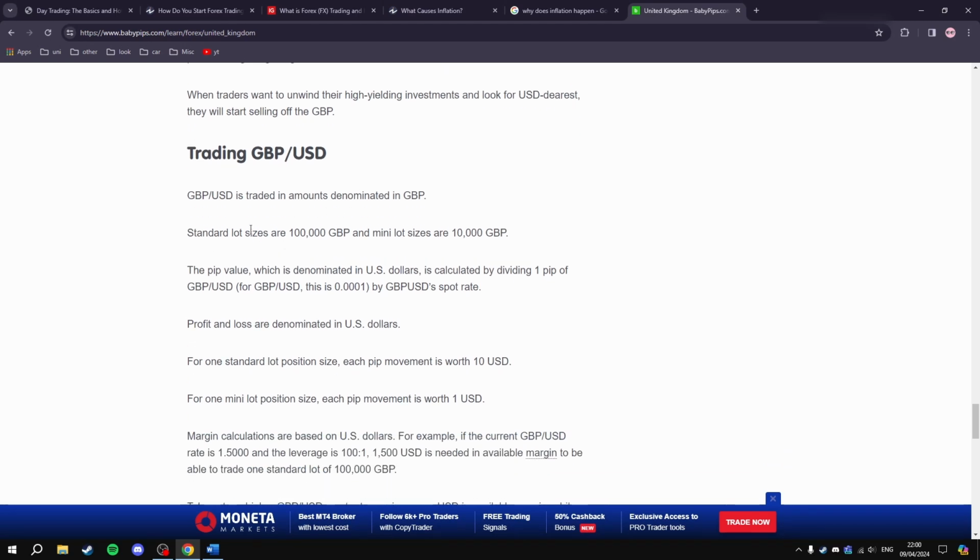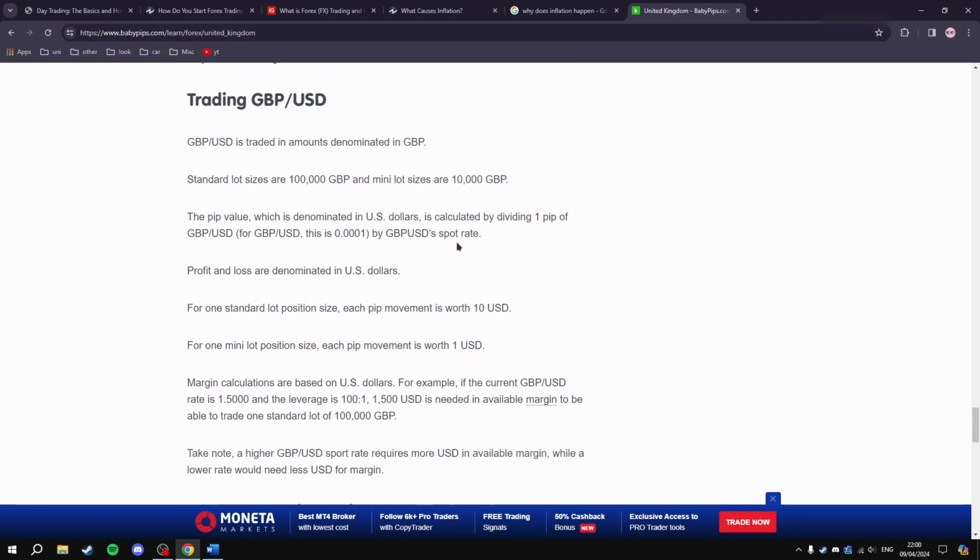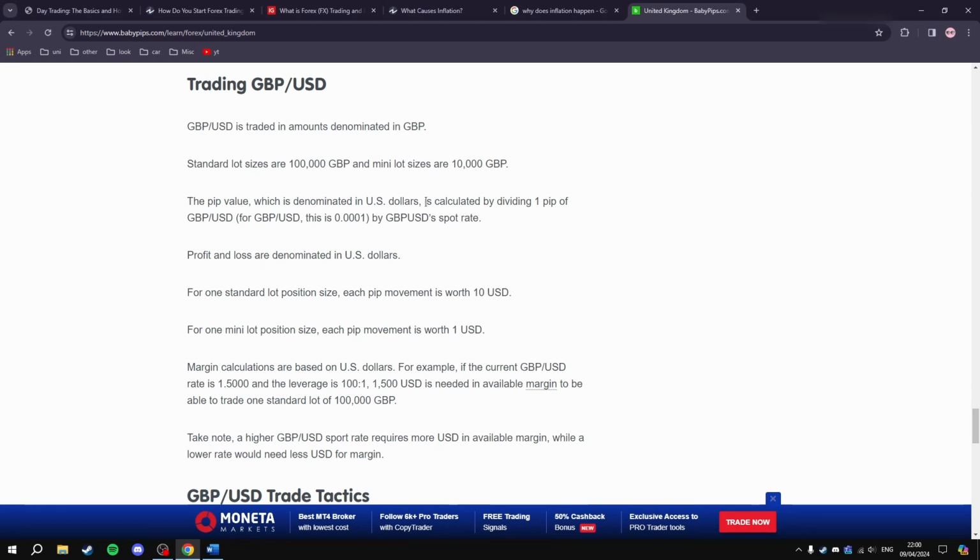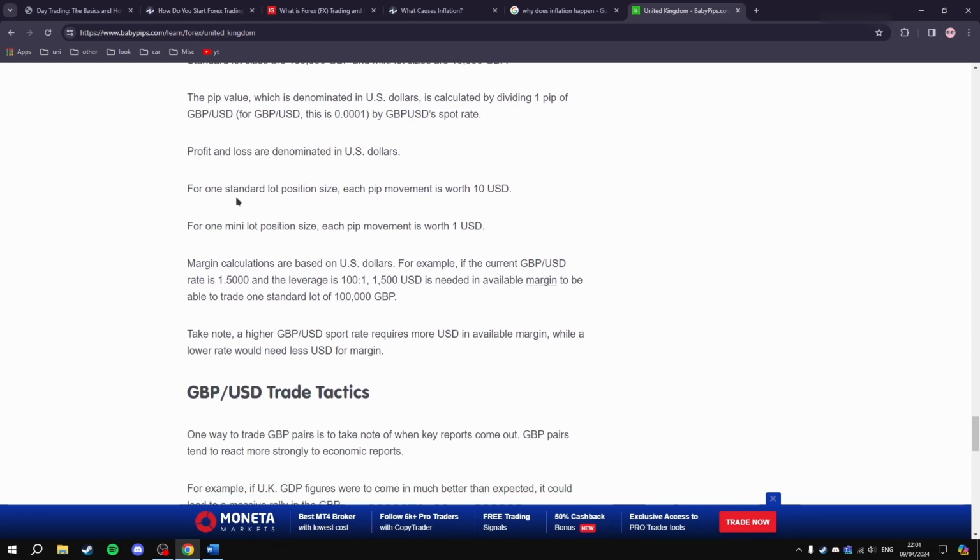Trading GBP USD. GBP USD is traded in amounts denominated in GBP. Standard lot sizes are 100,000 GBP and mini lot sizes are 10,000 GBP. The pip value, which is denominated in US dollars, is calculated by dividing 1 pip of GBP USD, which is 0.0001, by the GBP USD spot rate. Profit and loss are denominated in US dollars. For one standard lot position size, each pip movement is worth 10 USD. For one mini lot position size, each pip movement is worth 1 USD.